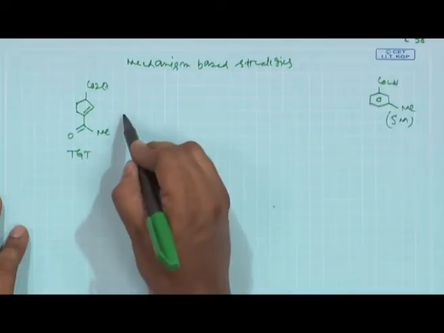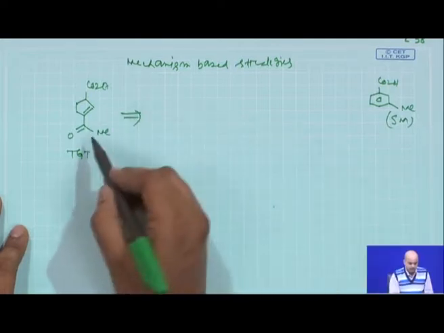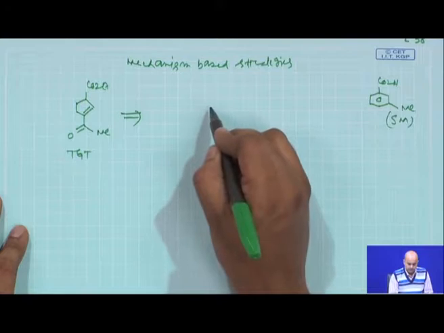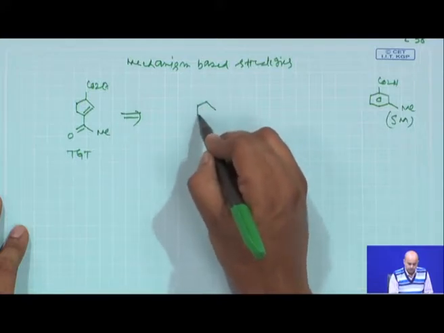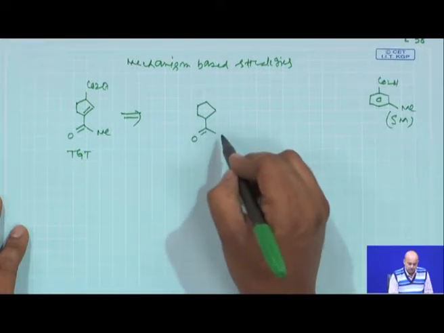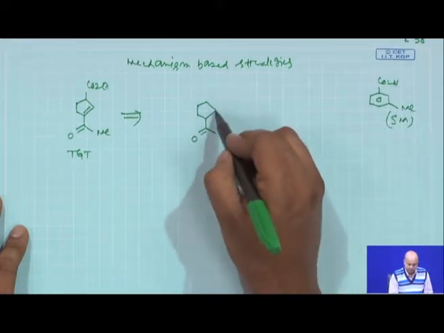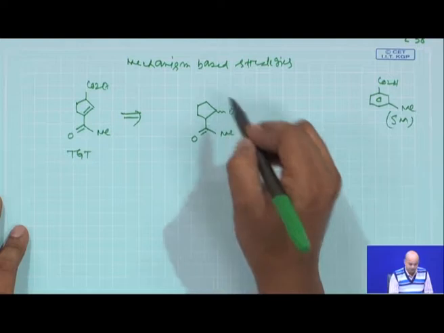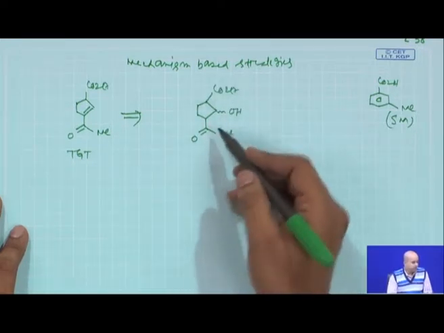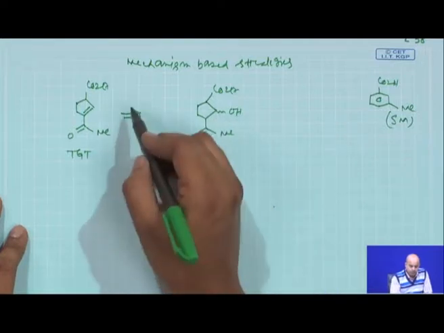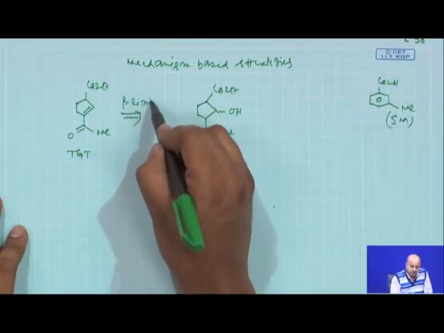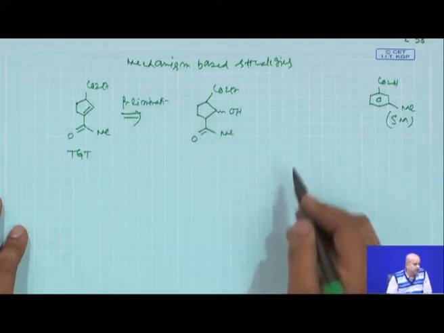Now, here if you do the retro, as it is an alpha beta unsaturated compound, probably the best retro will be the simple aldol dehydration, which we discussed many times. We say if you have a compound something like this, which will undergo a simple 1,2 beta elimination, a beta elimination of a water molecule, which is basically nothing but an aldol dehydration.